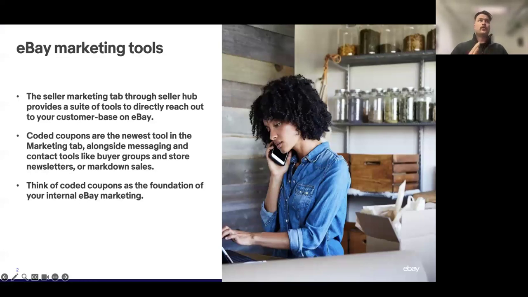So, just as an overview, coded coupons are part of a suite of marketing tools outside of things like promoted listings standard, promoted listings advanced. We call them just sort of the seller marketing engine. And it's a whole suite of tools that are designed to give our sellers, particularly those with store subscriptions, the opportunity to more directly engage with their own audiences on eBay, whether that be your followers, recent buyers or just people browsing for items like yours in general.